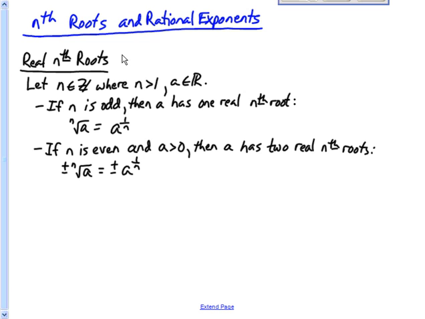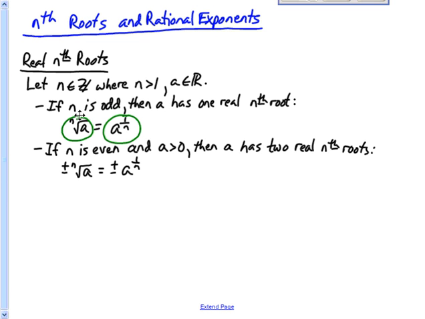If n is an integer, and n has to be bigger than 1, that's also a restriction, and a is any real number. If n is odd, so we're taking the nth root of something, then a has only one real root. Again, n is odd here, and a can be any real number. This first part is your radical notation, and the second part is your exponential notation.